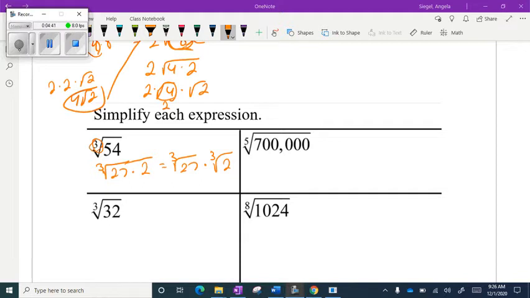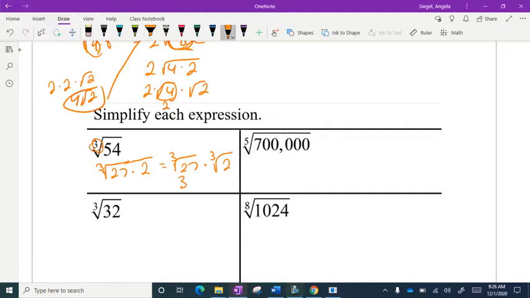Okay, so the cube root of 27, that is a perfect cube, is 3, and I can't take this any further. So my answer is going to be 3 cube root of 2.